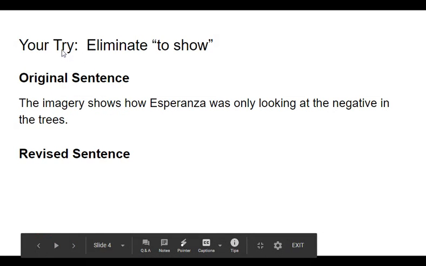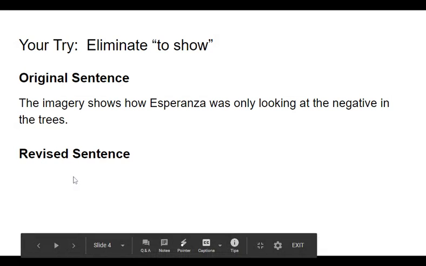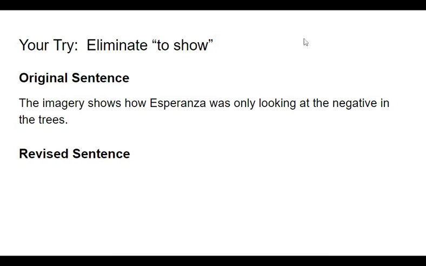this is your try, okay? Eliminate "to show." "The imagery shows how Esperanza was only looking at the negative in the trees." This is a student one. I want you in your copy to type how you would revise that. Okay, so we're going to pause here for a moment. How can we take out "shows"? The words that you changed, put them in red. That would be very helpful. Someone in class just asked about the words that you changed; put them in red. That'll be helpful.